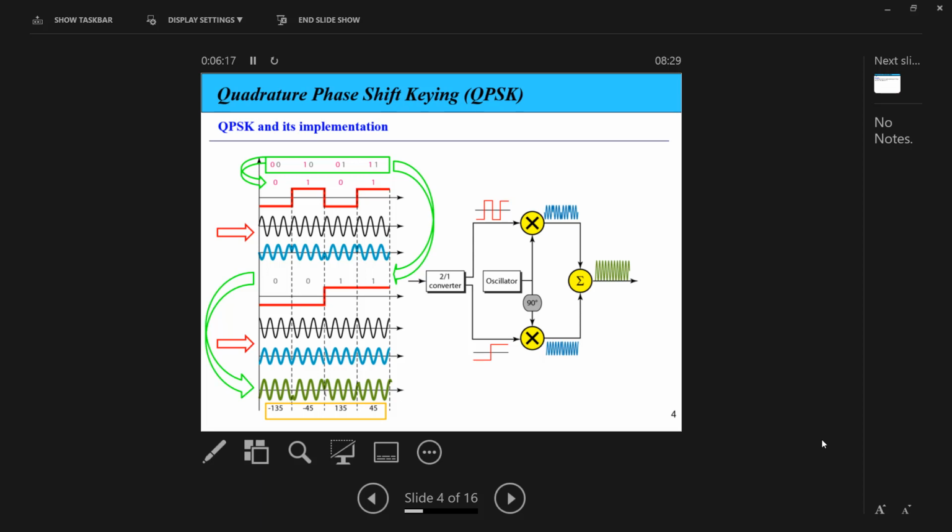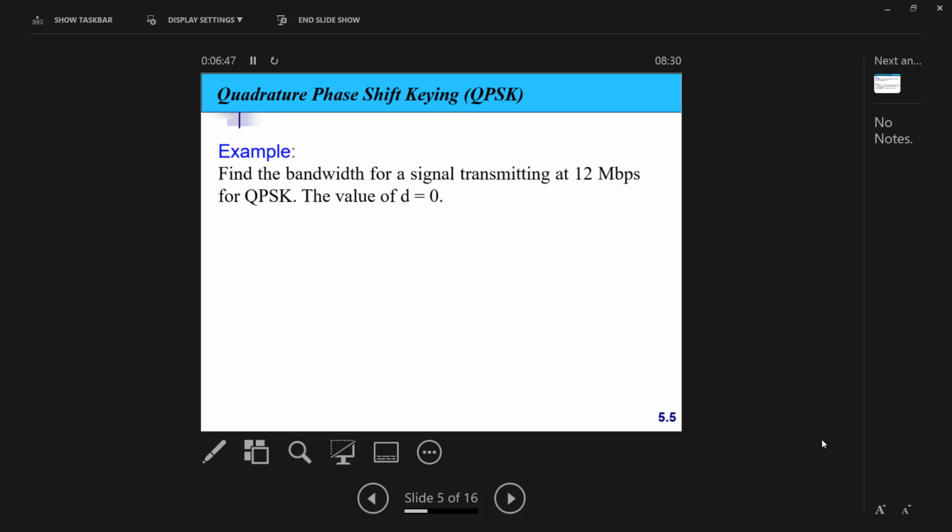So to sum up, QPSK has four levels. We need four phases to represent QPSK. The implementation: we have a 2-to-1 converter, a bit splitter to split the bits. The first bit will be multiplied by the oscillator directly. The second bit will be multiplied by the carrier signal coming from the oscillator with a 90 degree shift. Then we sum. This is the main idea of QPSK.